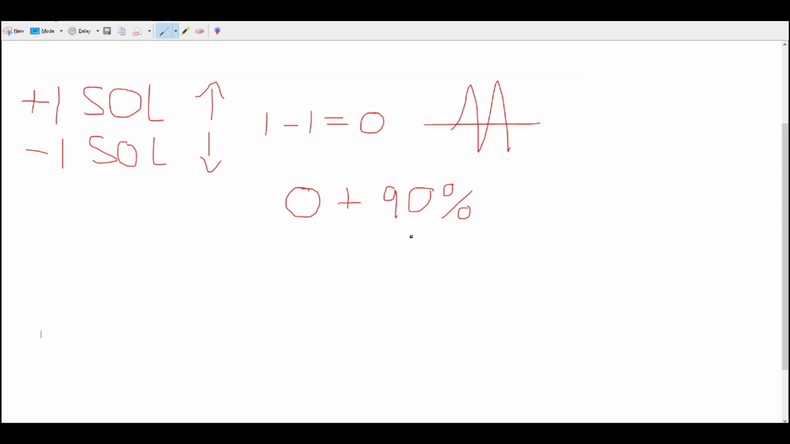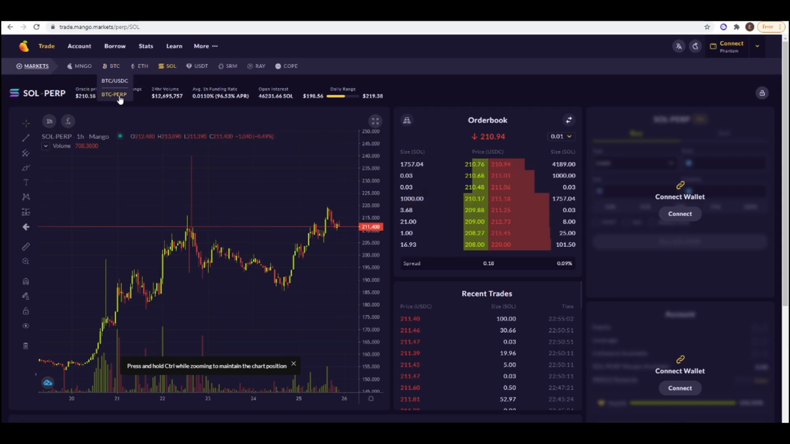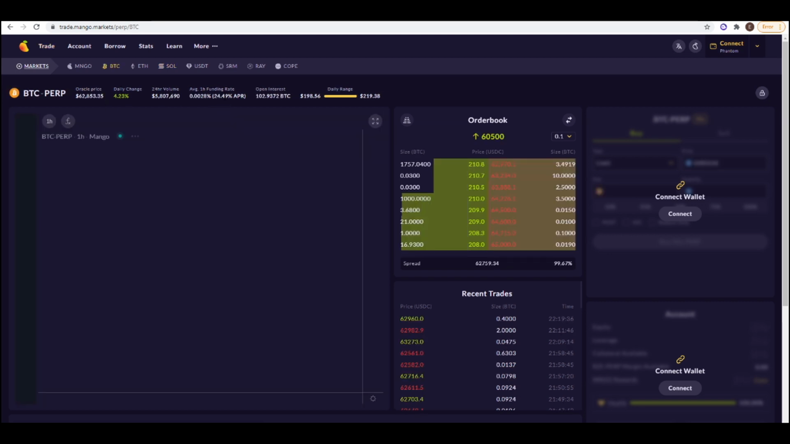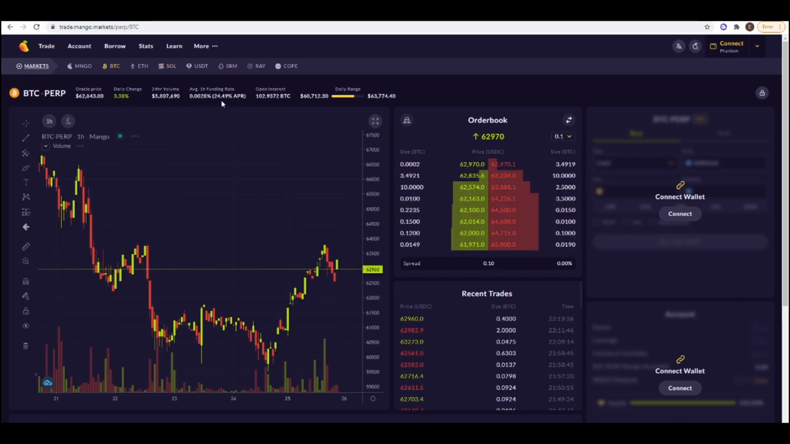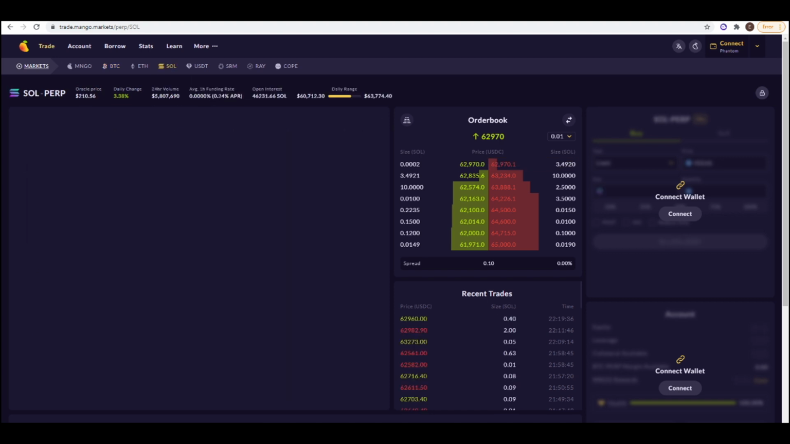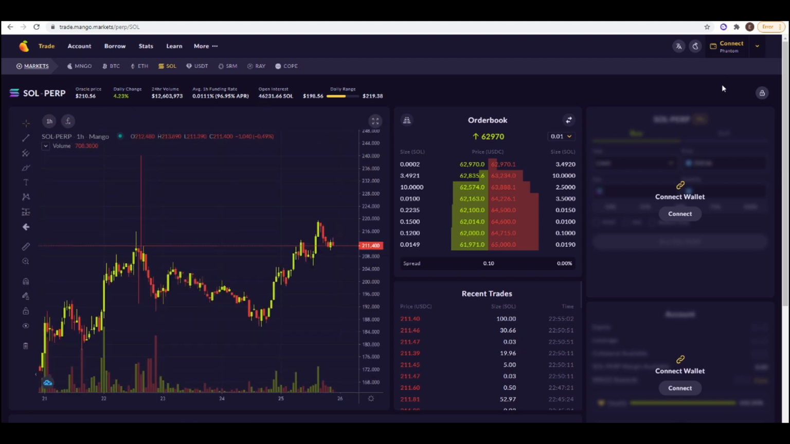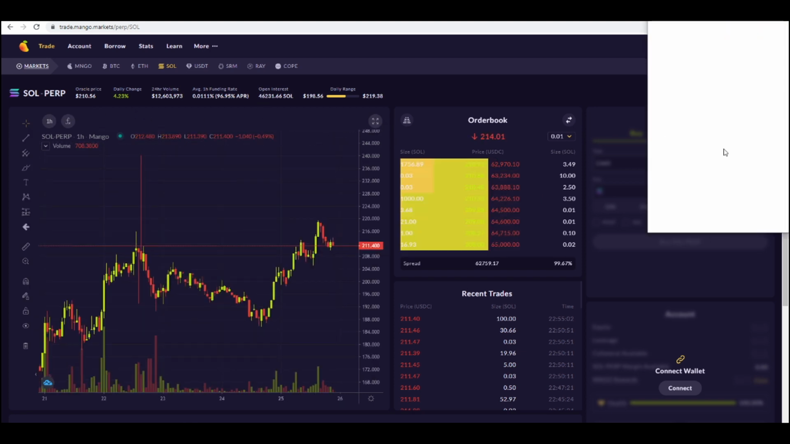So you can see why this strategy might be attractive for some people who don't really want to guess the price of where the underlying asset is going, but they just want to collect yield. So you could do this on the Sol Perp, and you could also do this on the Bitcoin Perp. But as you can see here, the funding rate for the Bitcoin Perp is a lot lower than the Sol Perp. So if you want to collect as much yield as possible, you'd want to do this trade on the Sol perpetual futures. But I'll show you how to do it on Mango Markets.